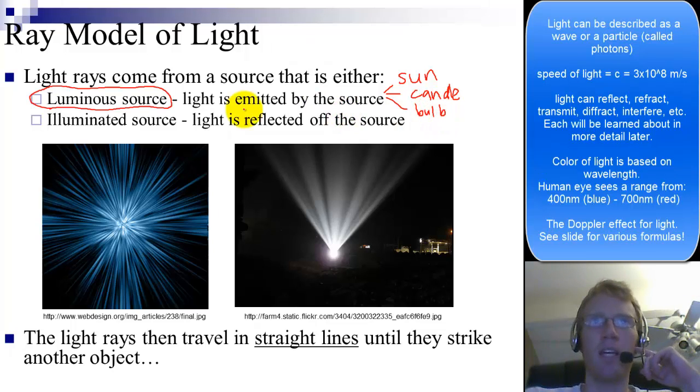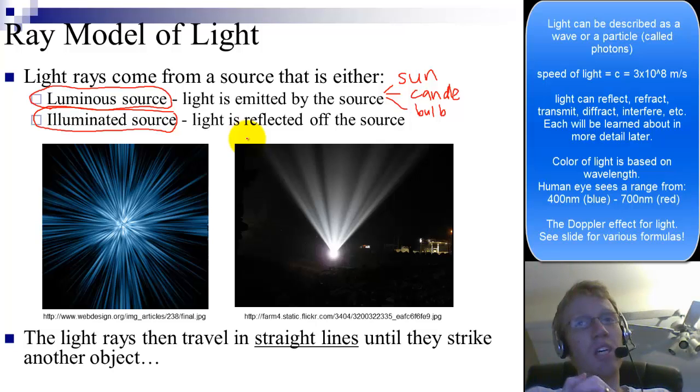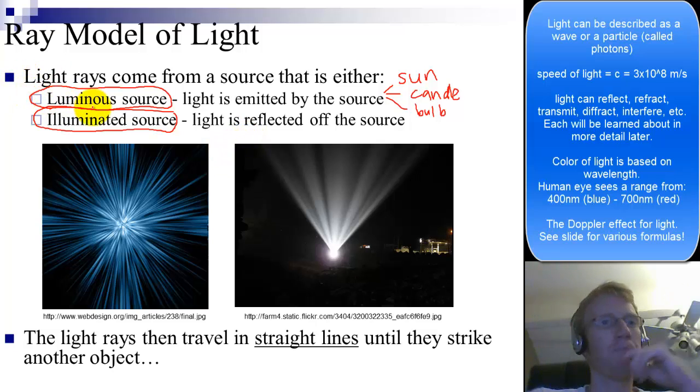The second way that light can come off of something is called an illuminated source. An illuminated source means the light is coming from that object, but it's reflected off of that object from somewhere else. The vast majority of things that you see are actually illuminated sources. For example, when you look down at your piece of paper, it's not emitting any light of its own, but the light from, say, the lights above you comes down, strikes the surface, and bounces off. So it's a source of light, but it's illuminated by something else. Whereas your computer screen, where you're probably watching this video, is a luminous source. It is emitting its own light.